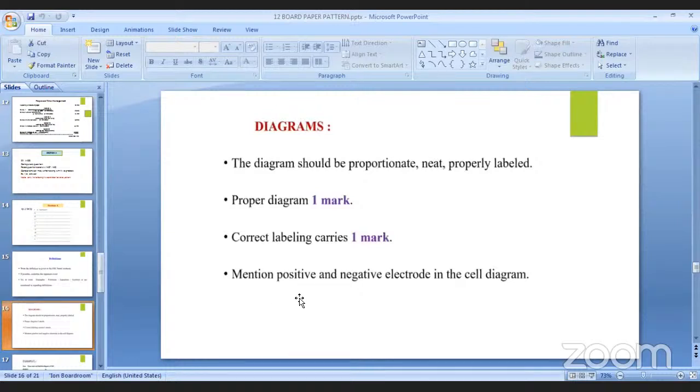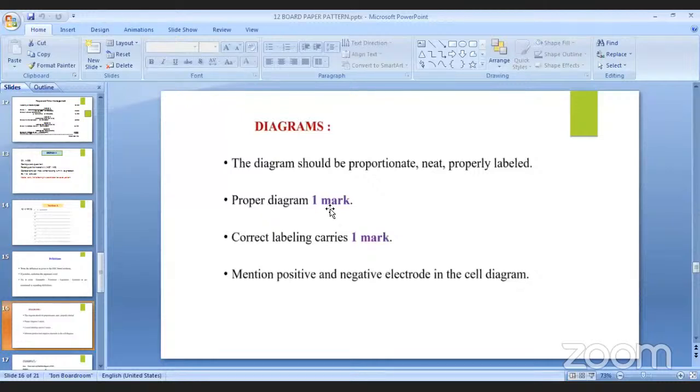Now, diagram. In the chemistry paper, a diagram question is there. When you draw a diagram, first of all it should be very clean and in proportion. If you draw a very small diagram with a rough hand, not using a scale, with pencil or pen, you will not get marks. For drawing the diagram, use a pencil first, and for labeling use a pen, your blue or black pen. For drawing a proper diagram, you will get 1 mark.